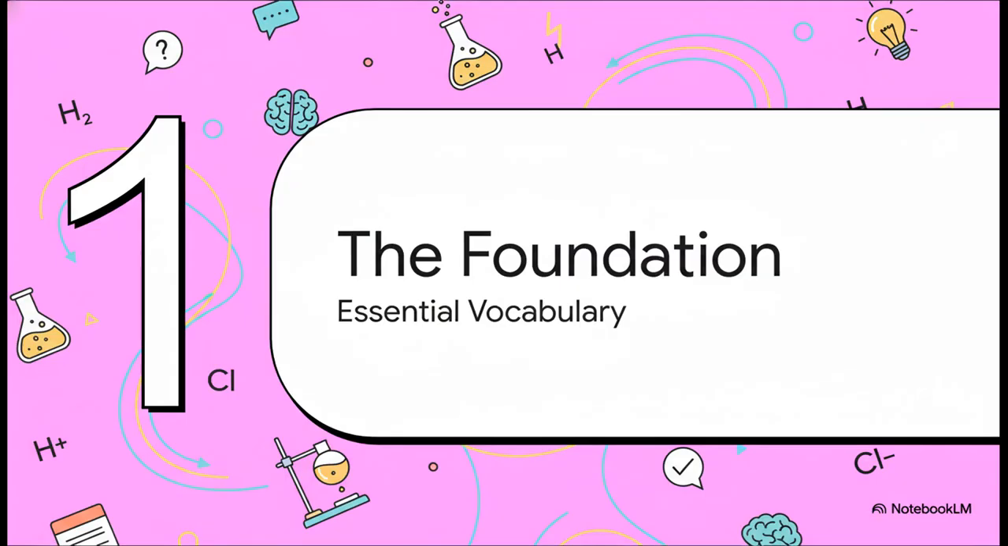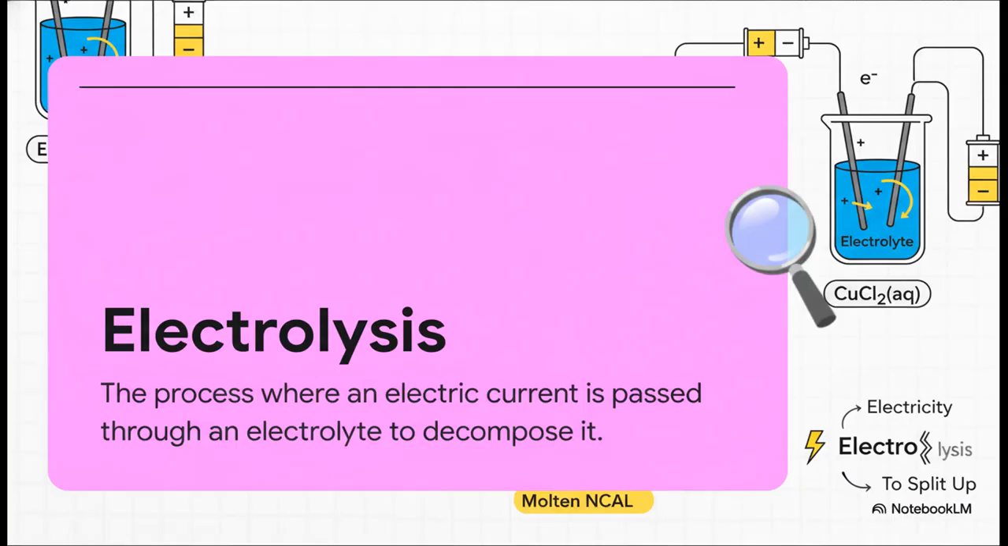Right, Section 1, the foundation. Look, before we can even think about doing the experiment, we need to be speaking the right language. This is all about nailing that essential vocab. So what on earth is electrolysis? At its heart, it's actually a pretty simple idea. The name kind of gives it away, right? Electro for electricity and lysis, which just means to split up. So we're using electricity to split up or decompose an ionic compound.